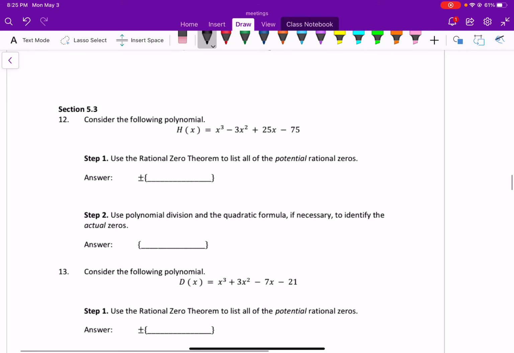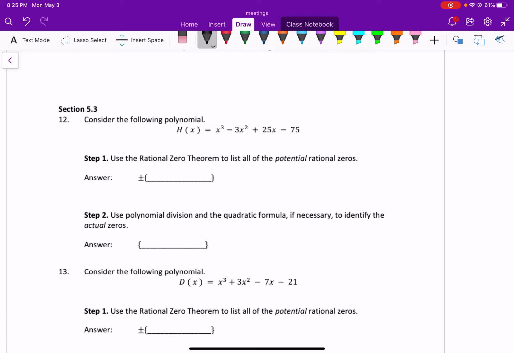I think I said we were going to go through 13 tonight, so we'll keep on trucking through these. So here on this one, we're going to use our rational zero theorem to figure out our potential list of zeros.